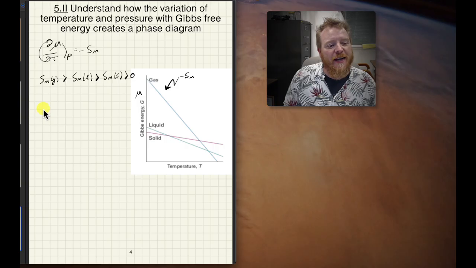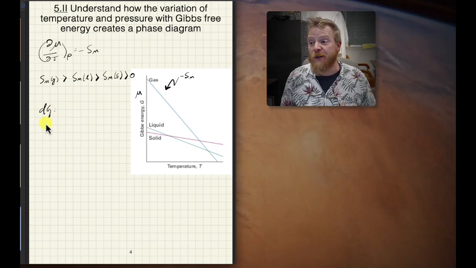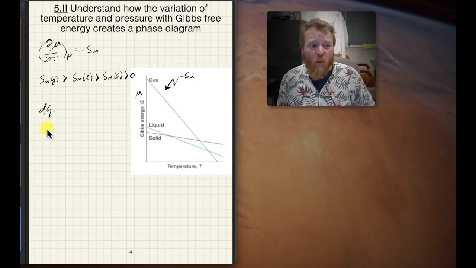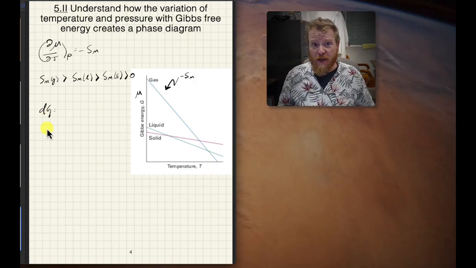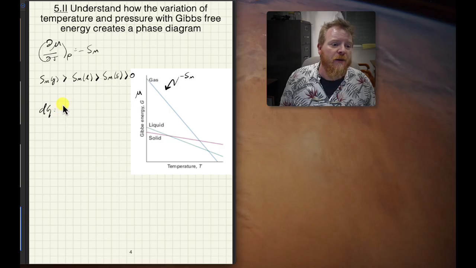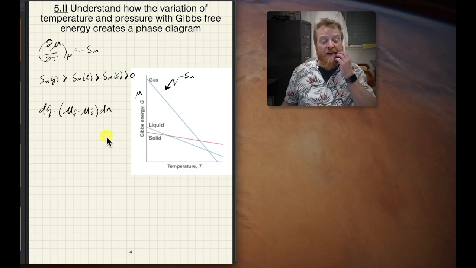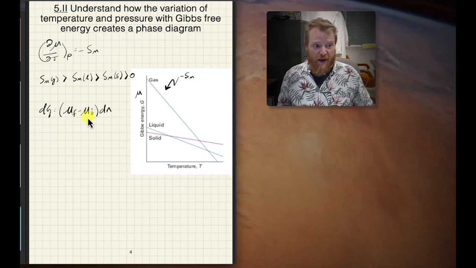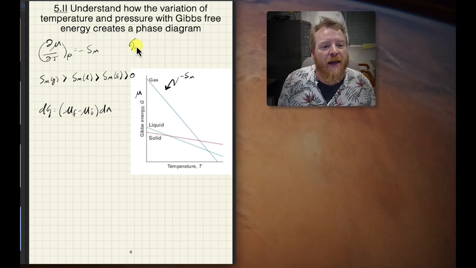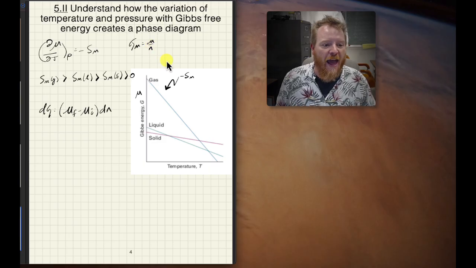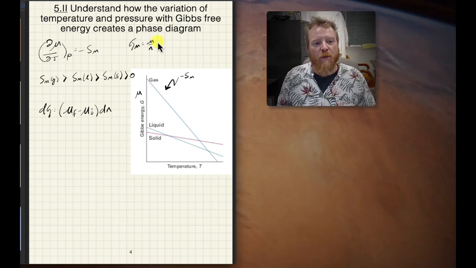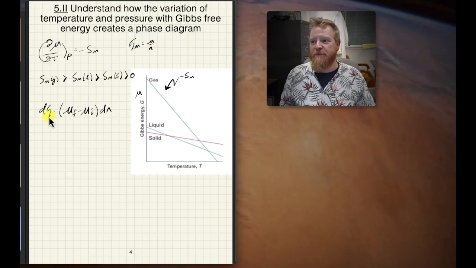So if we play with this idea of dG being this partial molar quantity, we can look at how Gibbs changes from some initial state to some final state. That's going to be given as mu final minus mu initial, so it's less confusing, and then we have to multiply that by the change in number of moles to make all these units work out, right? Remember, Gm equals mu over n. So of course, if we multiply both sides by n, we can see we just have G.